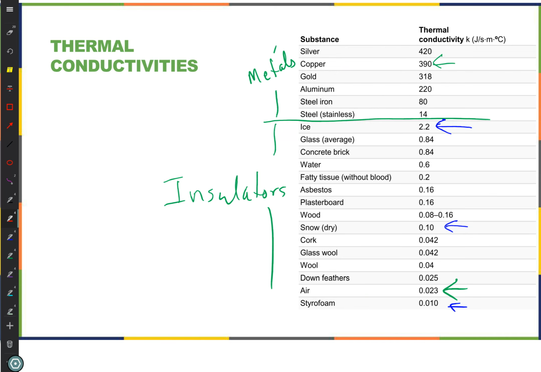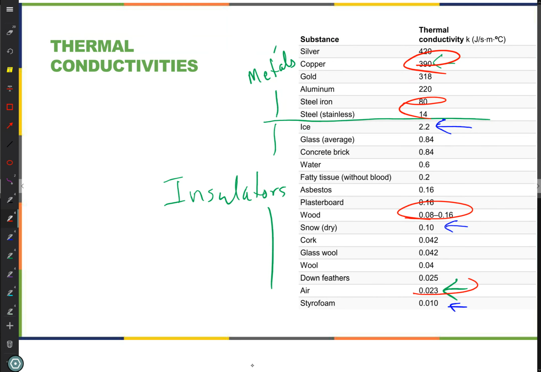And we could come back and check this here. We have copper, iron, wood, and air. So wood, that's a pretty good insulator. You build your house out of wood. It depends on the kind of wood how good the insulation is. But that's a pretty good insulator.